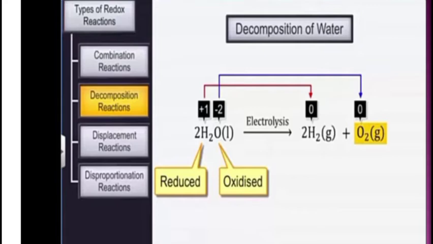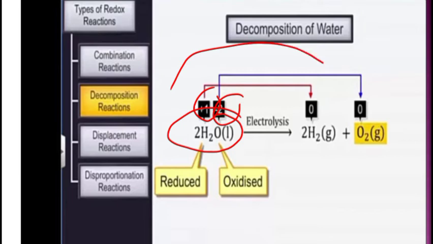For example, here you can see the decomposition of water. We know if we conduct electrolysis, we can decompose water into hydrogen and oxygen. For example, if we take H2O, in this H2O, we know hydrogen has oxidation state +1 and oxygen has -2.